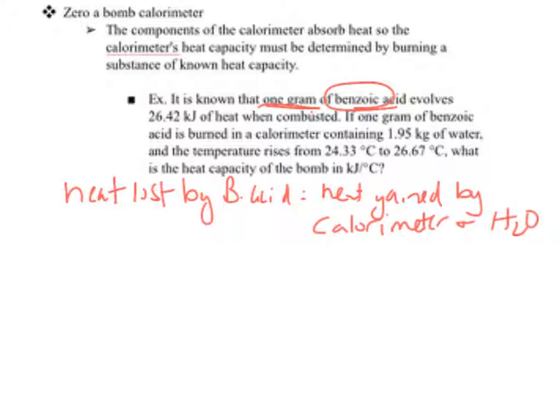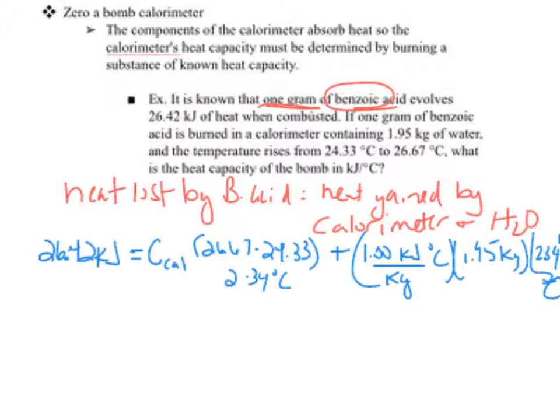So what that looks like in form is the heat lost by the benzoic acid is going to equal the heat gained by the calorimeter plus the heat gained by the water. So 26.42 kilojoules is coming from knowing we have 1 gram of it. It's going to be the heat capacity of the calorimeter times how much it changes temperature, and it's going to change the same temperature as the water because they're in contact with each other. And then the cm delta T for the water is given here.